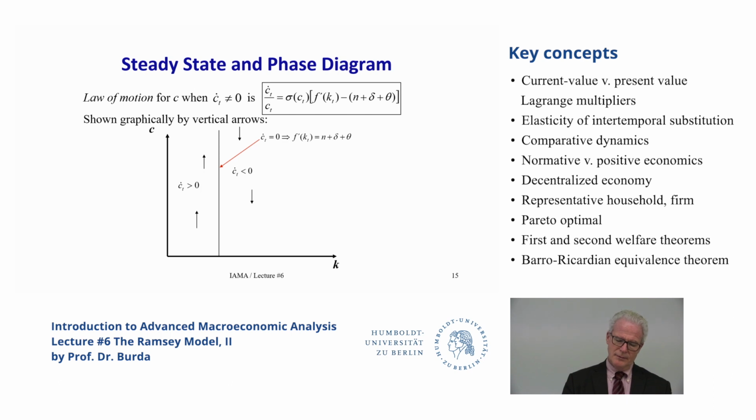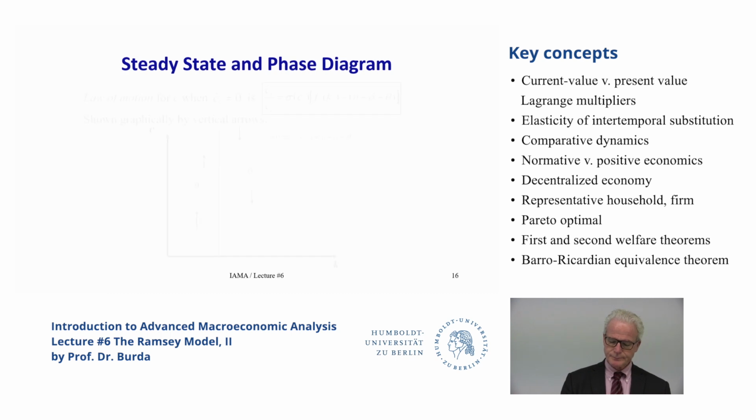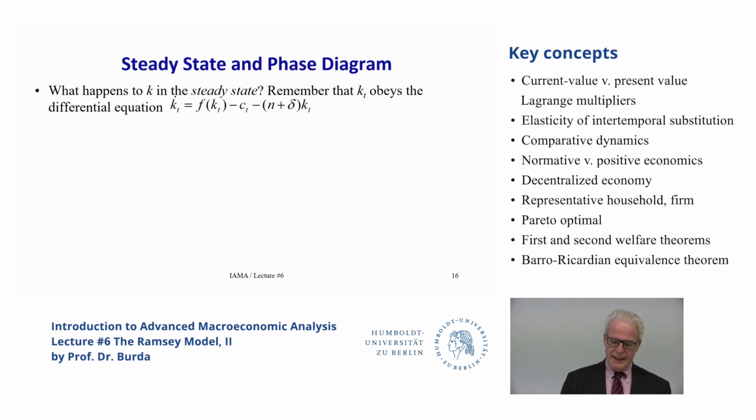Okay, so the 4 arrows are drawn there just to give you a visual impression, but any point will have an arrow associated with the intensity of the rate of change of consumption per capita that's associated with that equation. So the farther you get away from that line, the stronger that rate of change of consumption will be. Okay, now what about K?